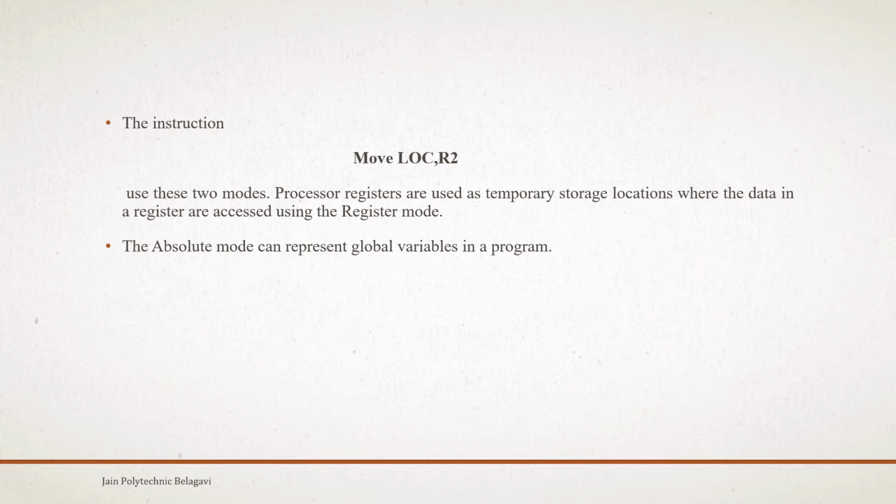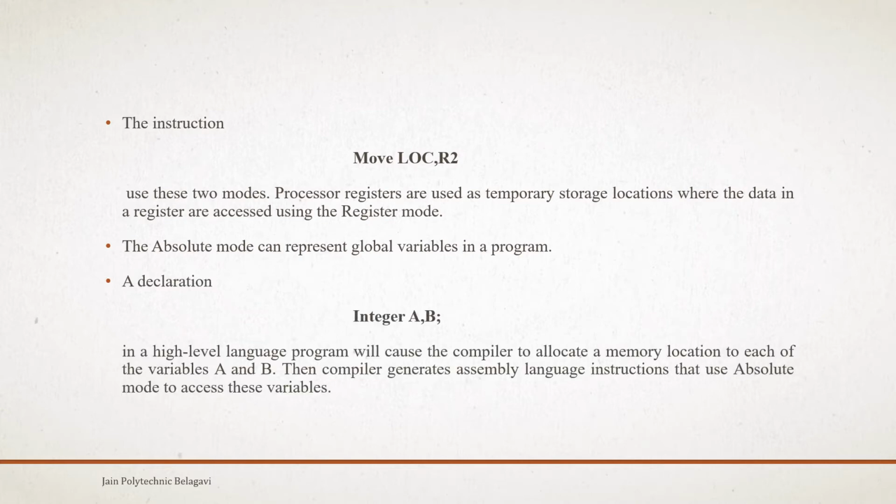If you want to have a global variable in a program, that is, a variable which has a scope outside the main function, that is called a global variable. Now consider the declaration integer a, b. It is an instruction in the high level program which causes the compiler to allocate a memory location to each of the variables a and b. Then the compiler generates assembly language instructions that use absolute mode to access these variables.